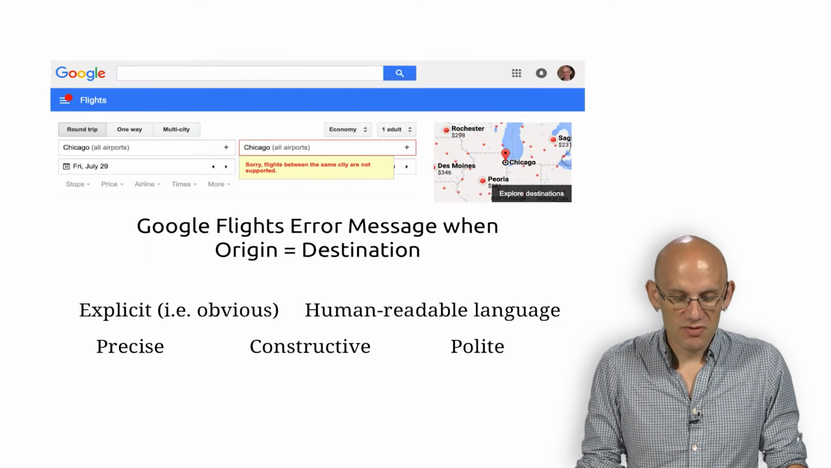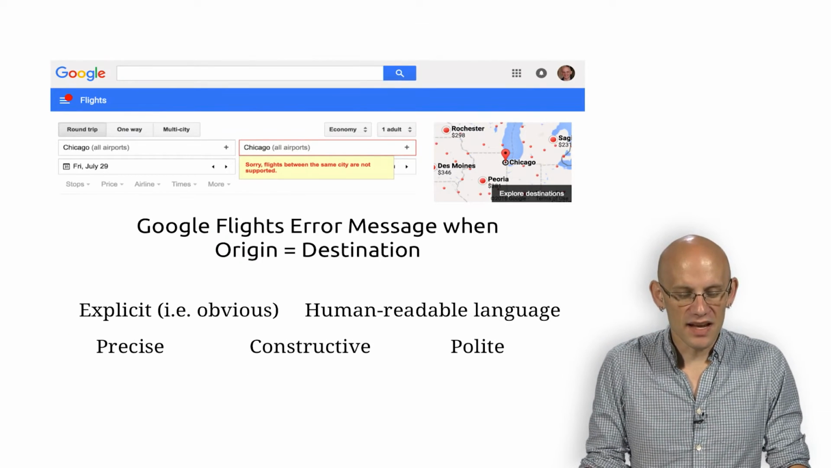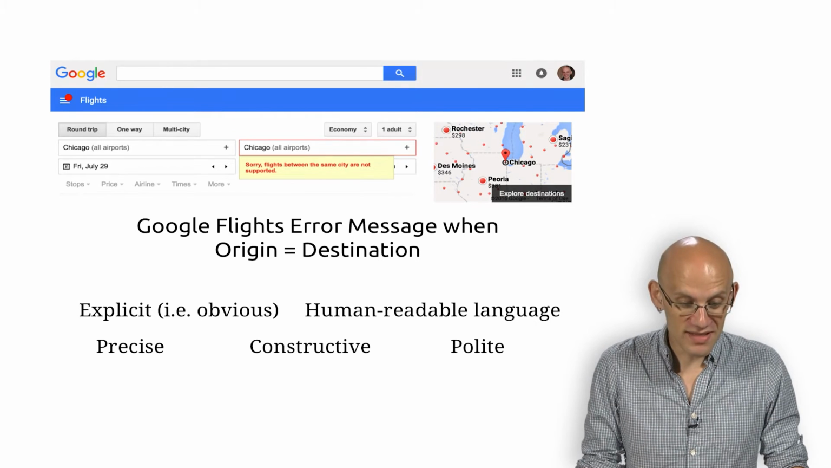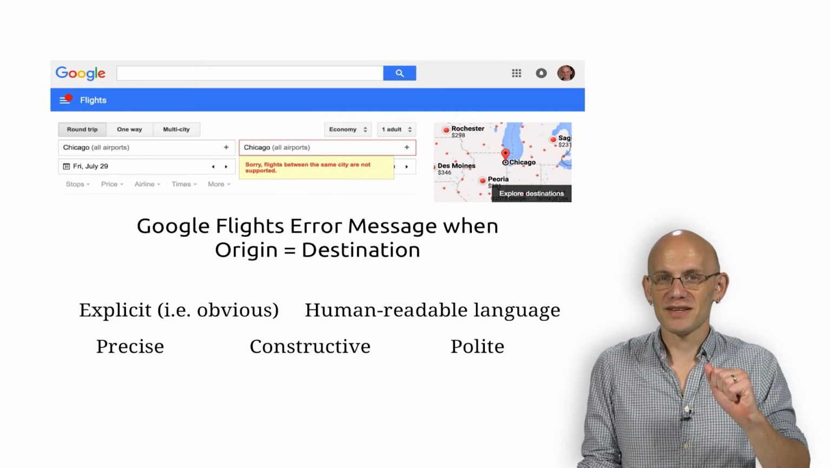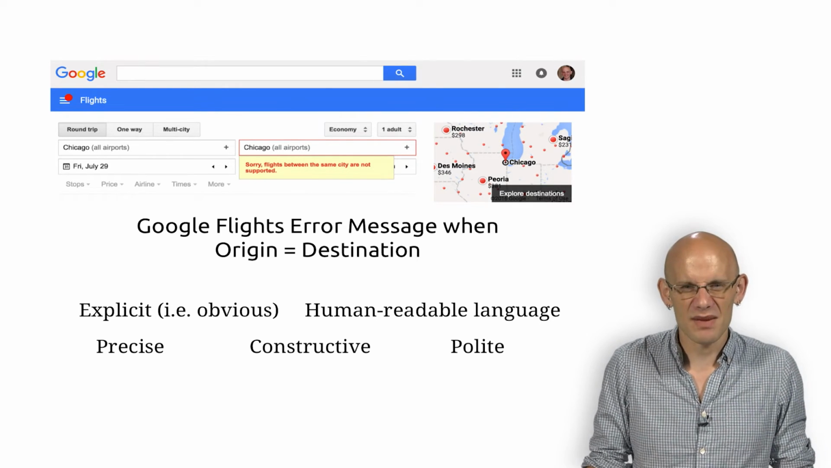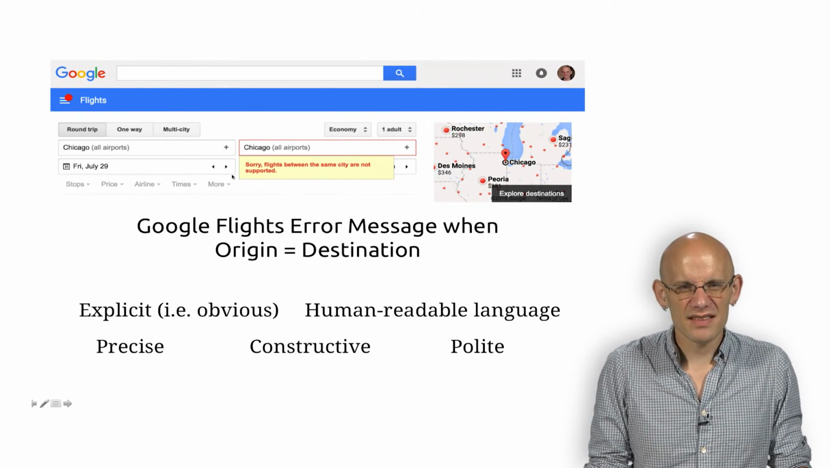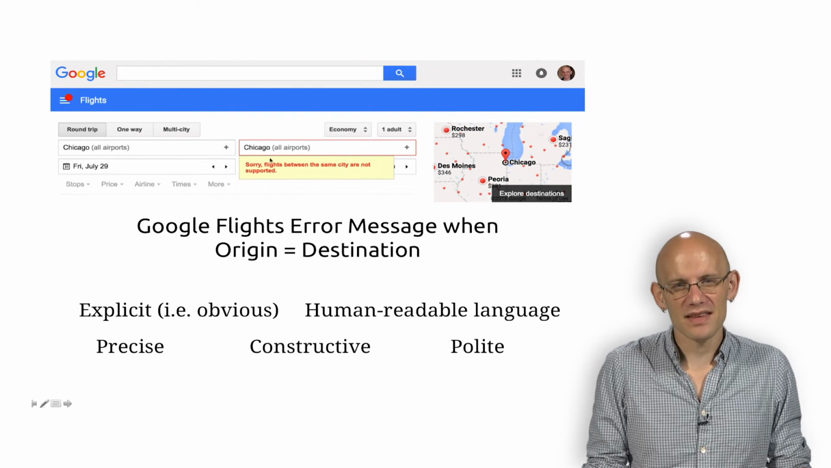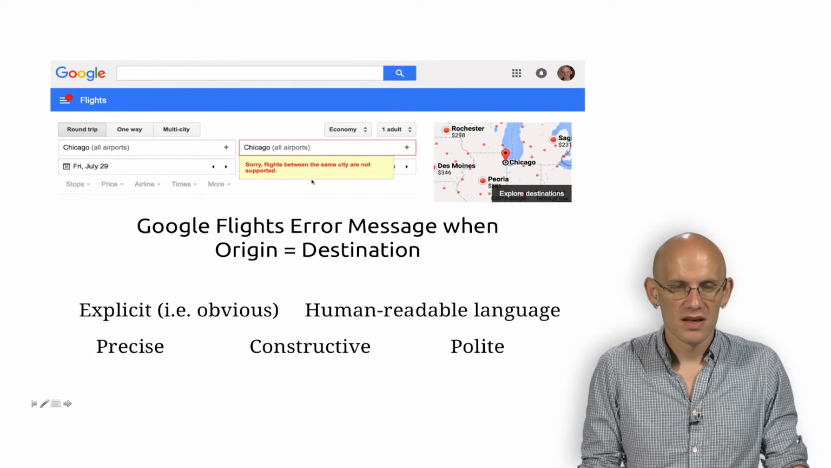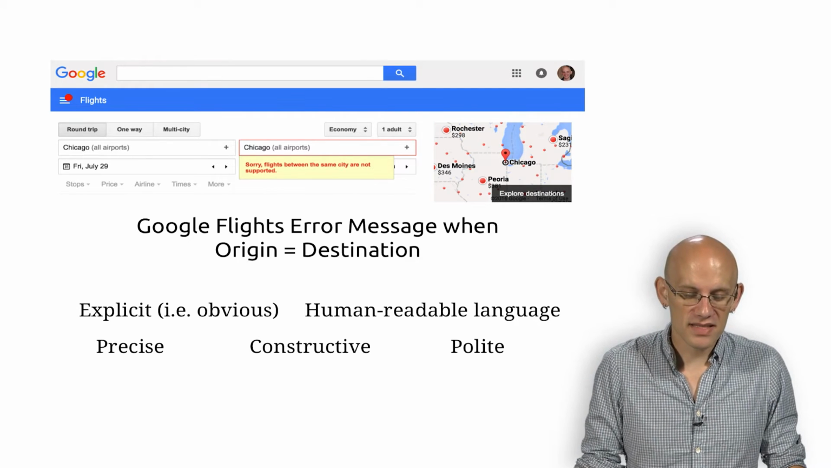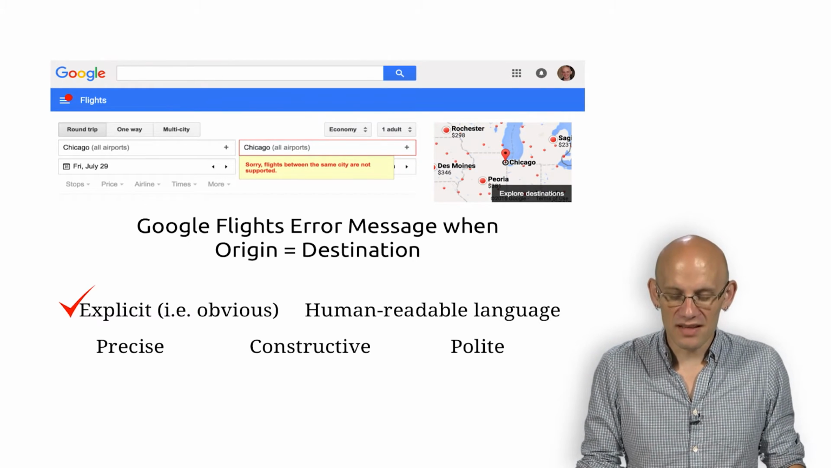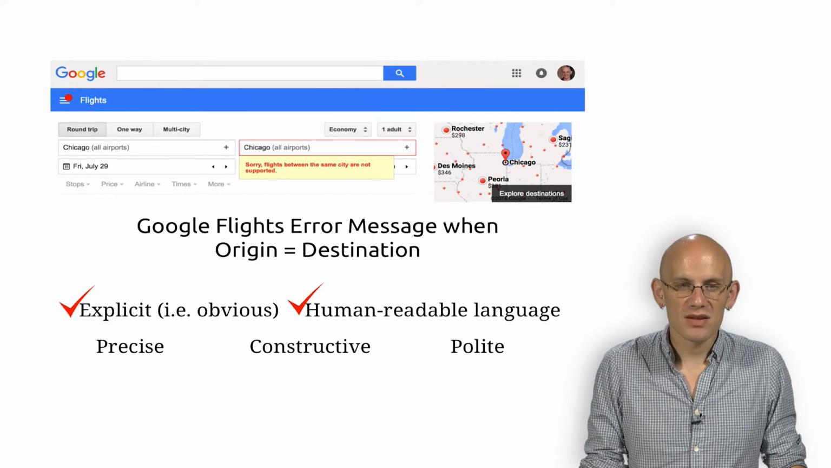Okay, let's move on to another error message here. This is an error message that you get on Google Flights when you say you want to fly from one city to the same city, right? Your origin and destination are the same. It's a little small here, but you see it says, sorry, flights between the same city are not supported. So let's walk through our 5 properties here. Is this explicit? Yep, it's very clear to me that an error occurred. Does it use human readable language?